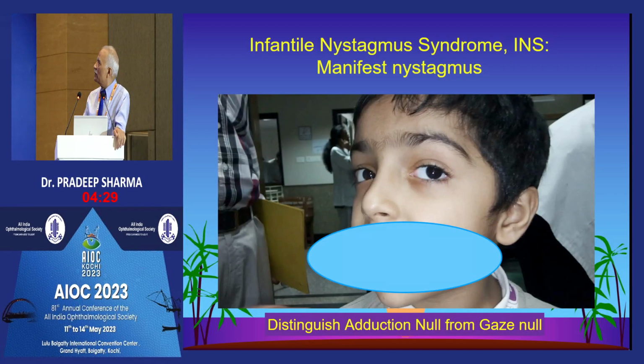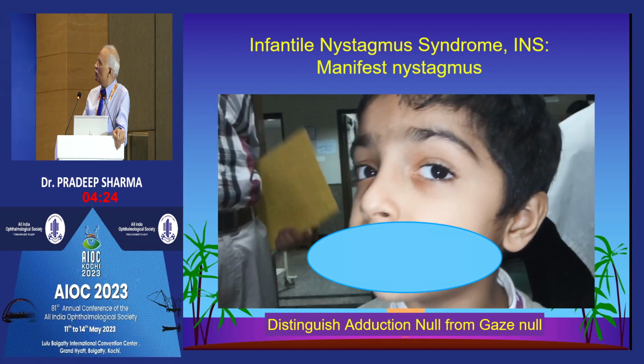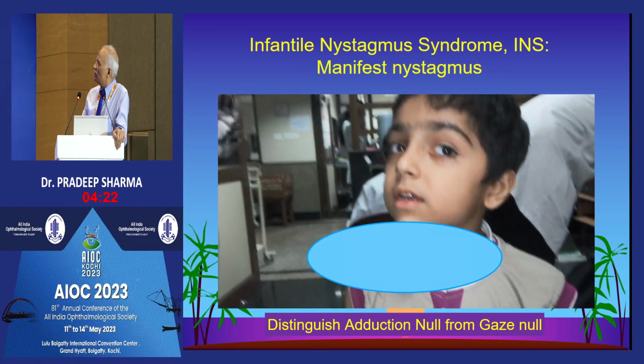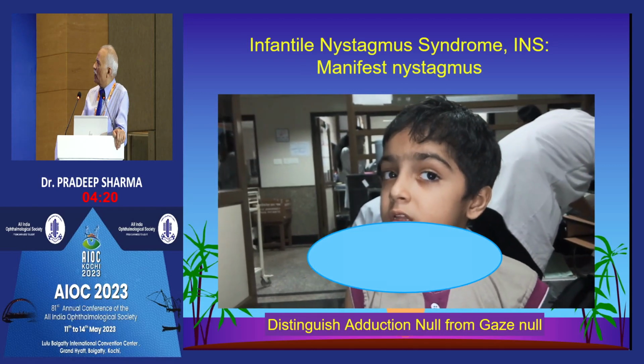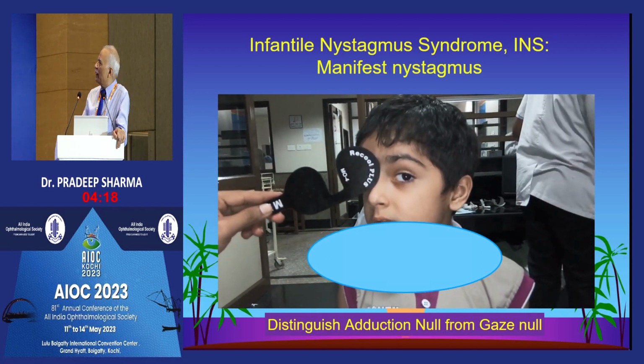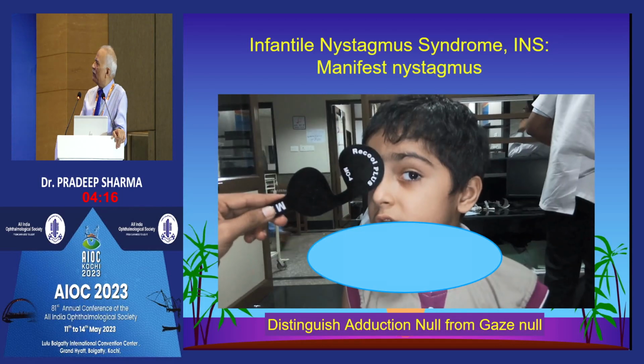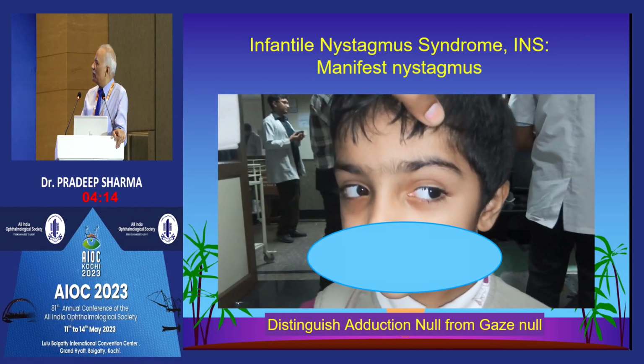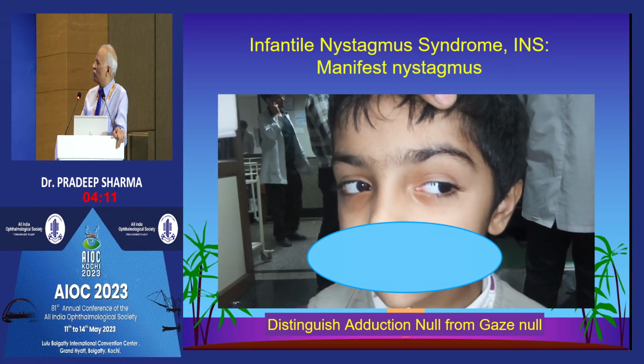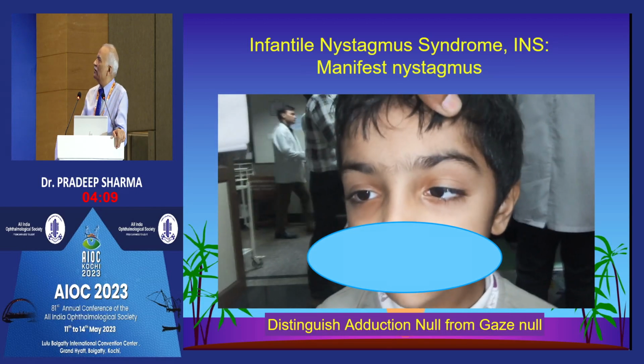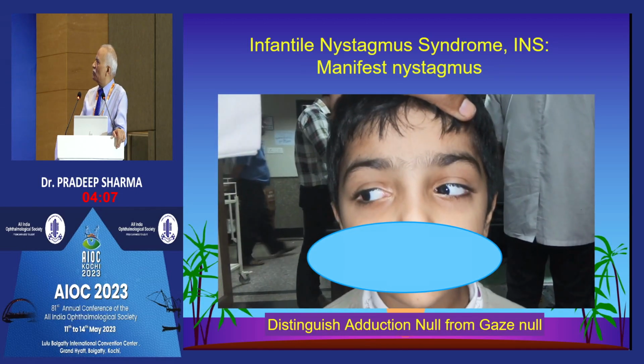Now this child is coming with a head posture. He has a right-sided AHP, and as you can see, there is a fixation of the right eye. Now how do you confirm that? If you cover the right eye, he continues to have the left eye in abduction fixating. Now this is important to distinguish from an adduction null. This is a gaze null, and this is usually of the infantile nystagmus syndrome.